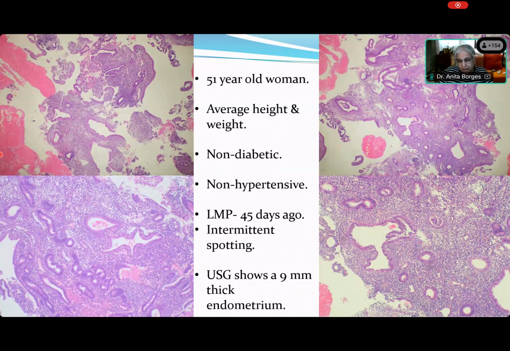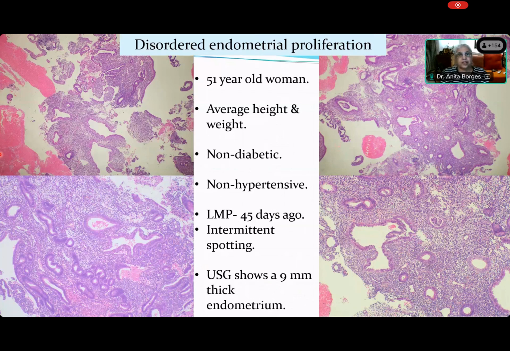This woman, if she's allowed to go into menopause on her own, will probably be all right. But now she's getting spotting, and she's had a menstrual cycle of 45 days. So this is disordered endometrial proliferation, which is an endometrium that is estrogenized, and it is unopposed estrogen that has acted on this endometrium. Excellent. That's very good, Gopal.